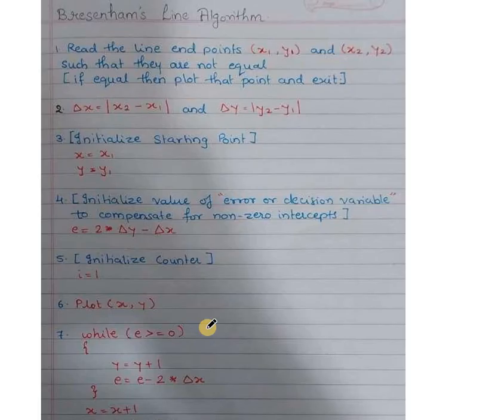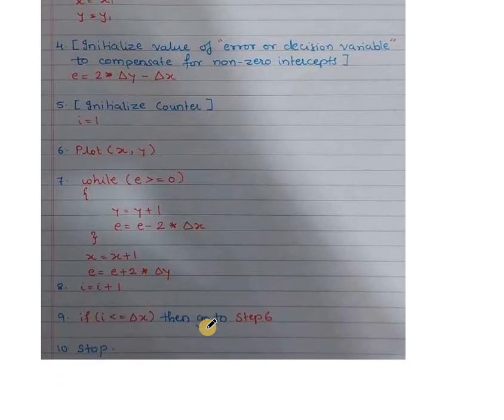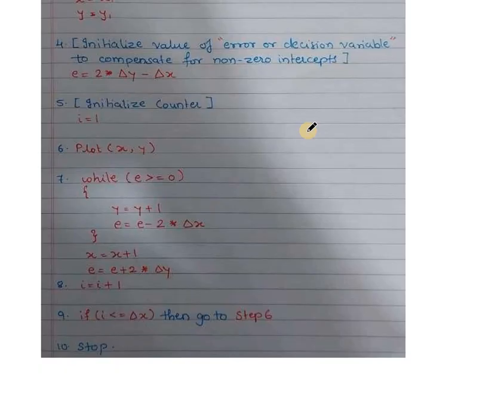Now from step number 4 onwards, the algorithm changes. The base equation for the error or decision variable is 2 into delta y minus delta x. Then you initialize the counter, you plot x comma y, and you check the error term. If e is greater than or equal to 0, then y is equal to y plus 1. A new value of e is calculated: e is equal to e minus 2 into delta x.